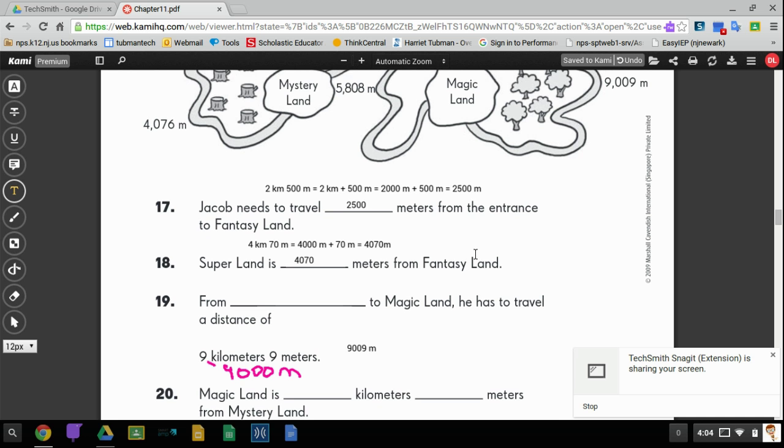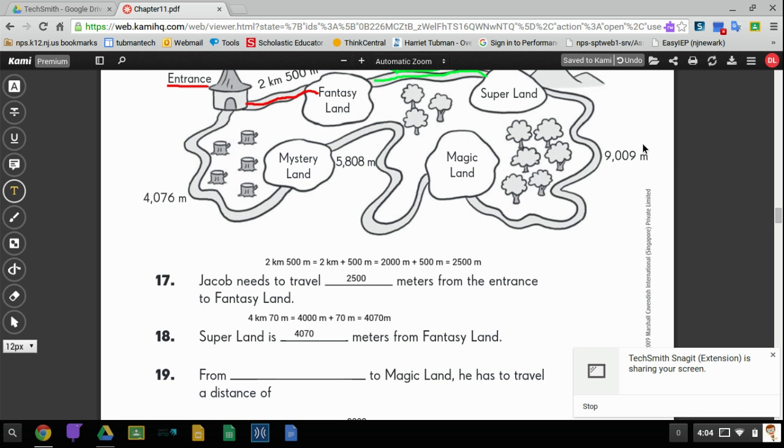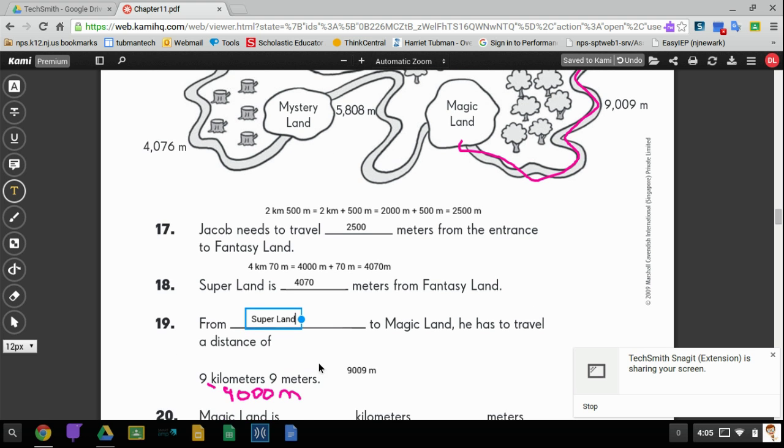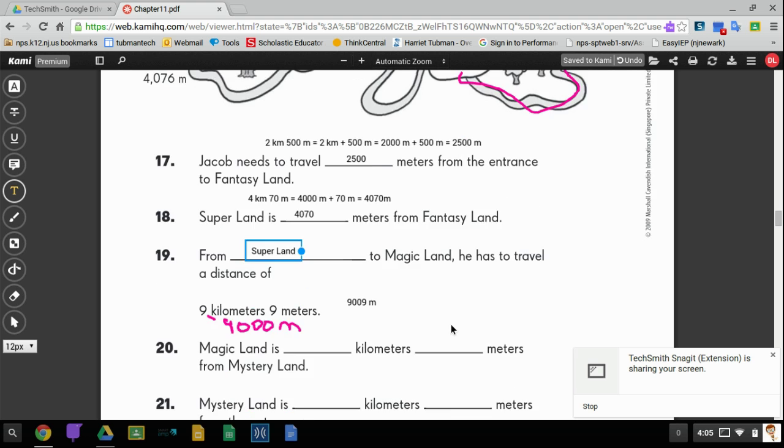So let's go up here. Let's find out where 9,009 is. Oh, that's right over here. So this is this path right here. It's from Superland all the way to Magic Land. So I have to write that in. So it's really from Superland to Magic Land. He has to travel a distance of 9,009 meters.